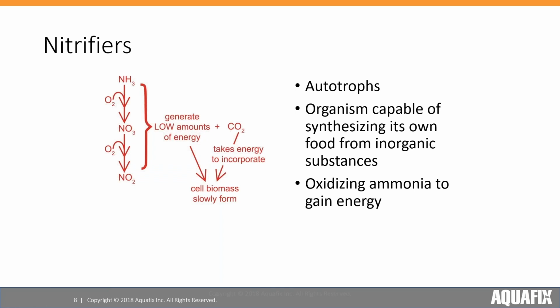Nitrifiers use an oxidation process to generate energy. So here you're taking in your oxygen, converting everything down there, and you generate a really low amount of energy. This is not anywhere near the amount of energy that's generated from heterotrophs, which get their energy from oxidizing glucose. Because ammonia and nitrite oxidizers are autotrophs, they actually need to use an inorganic form of carbon from the environment to make their own carbon source. And they can then use it as heterotrophs do, but they really are not getting much energy out of this. This is sort of similar to how plants and algae function.